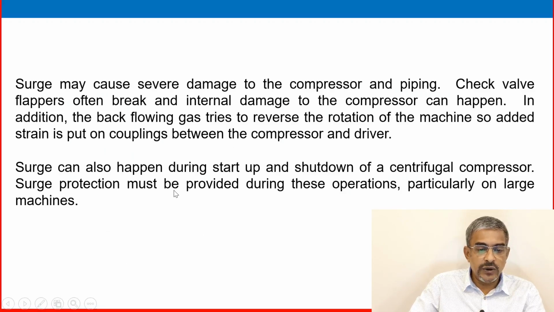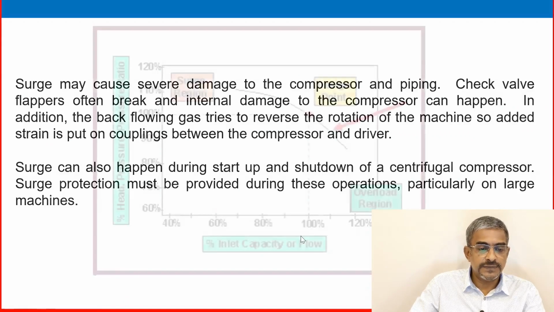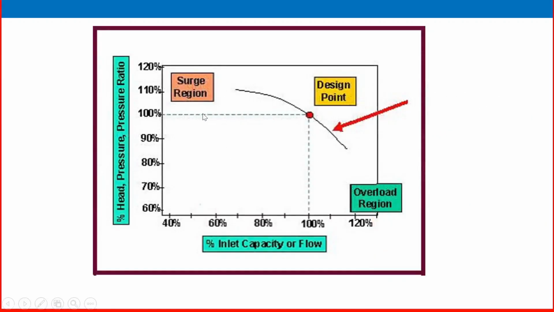Surge can also happen during startup and shutdown of a centrifugal compressor. Surge protection must be provided during this operation, particularly on large machines. As we explained in the previous graph, the surge region is at high pressure and low flow, and the operating point is at moderate flow and pressure, and in this region is the overload region. So, understanding that, this is the best operating condition.